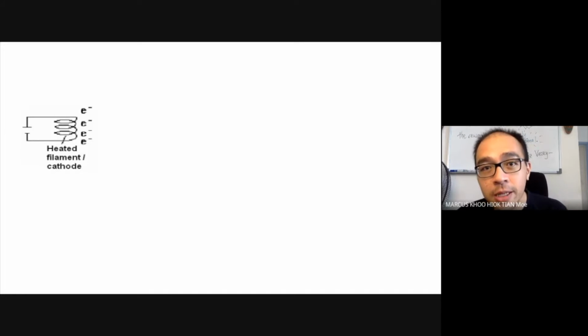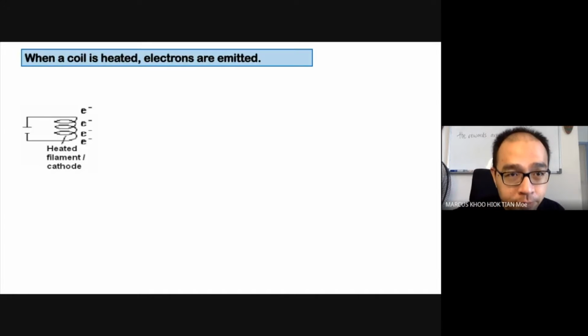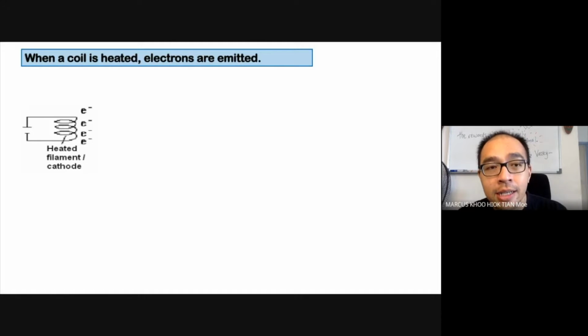Okay, but the same thing for electrons. Once you release the electrons, then you have to ask the question, for what do we want to release the electrons? Kenapa kita mau bebaskan ini elektron? Untuk apa? Okay, and this is what is happening lah. So when a coil is heated, the electrons are emitted, and this process is called thermionic emission.